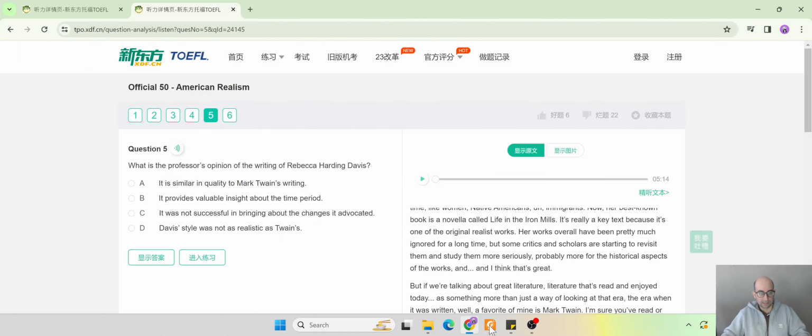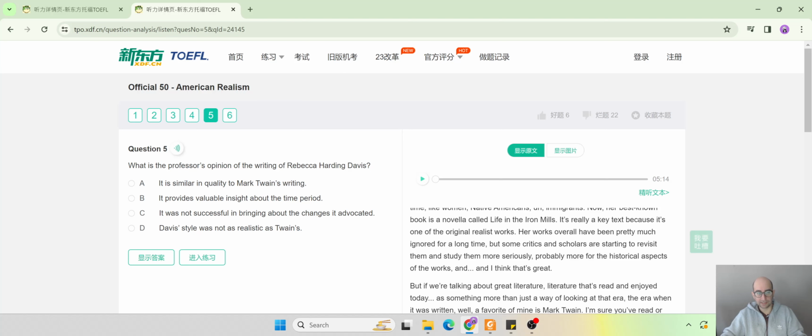That's more than enough. Okay, so now when you look at the choices, it is similar in quality to Mark Twain's writing. He didn't mention anything about Mark Twain there, at least. Choice B, it provides valuable insight about the time period. Okay, I guess this could work because we have the word valuable. That's kind of like saying something's great. It's important, right? Insight is like knowledge, right? Understanding about the time period. Yeah, and they really did discuss information related to that period about how some marginalized groups were going through realism.